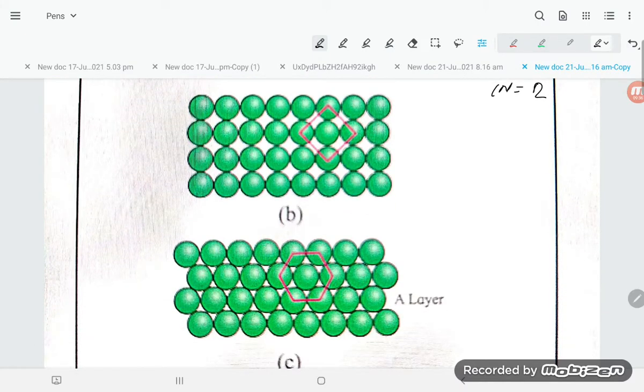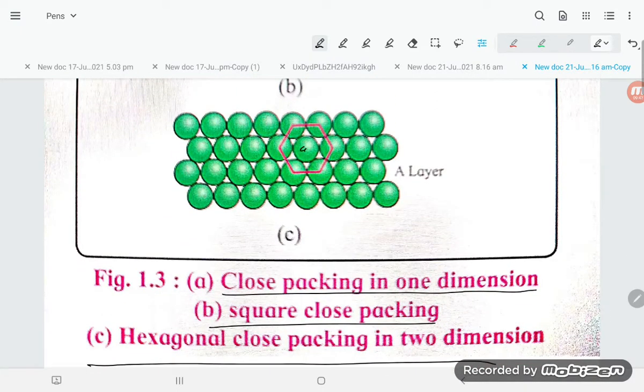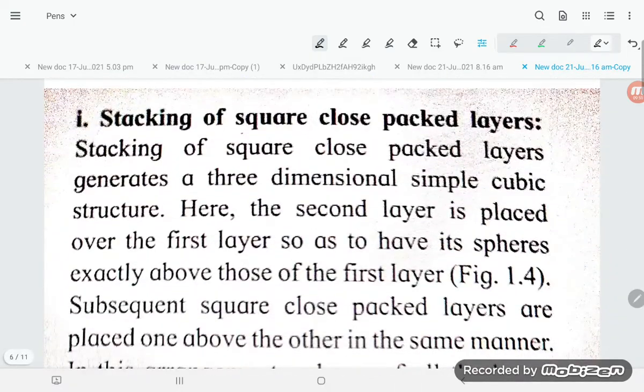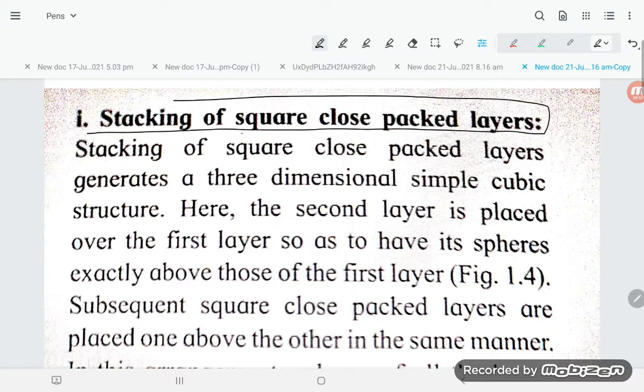Now the next one is square close packing. Dear student, this is the square close packing. So A is being touched by 4 atoms, so the coordination number is 4. Here A is being touched by 6 atoms, so the coordination number is 6. So this is the answer. Now, stacking up the square close packed layer.